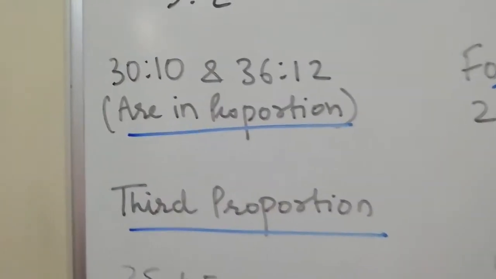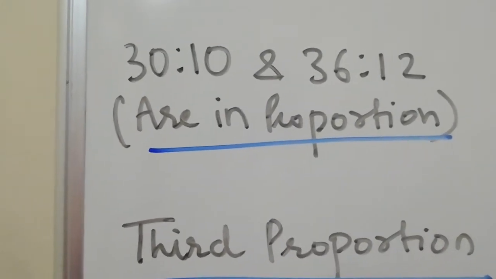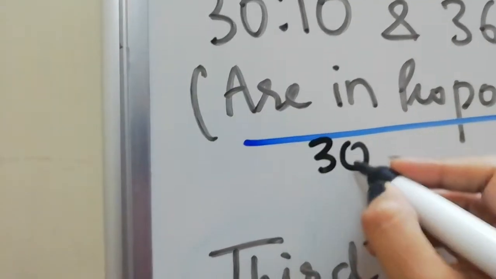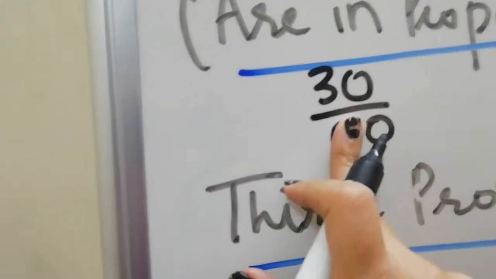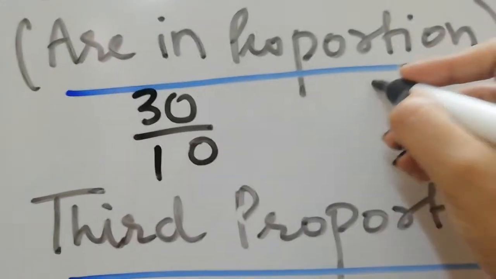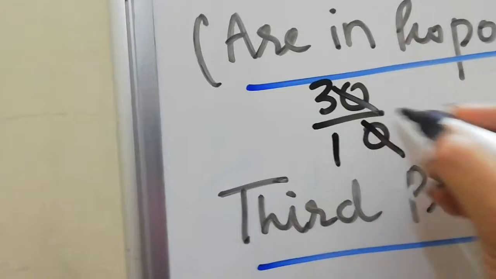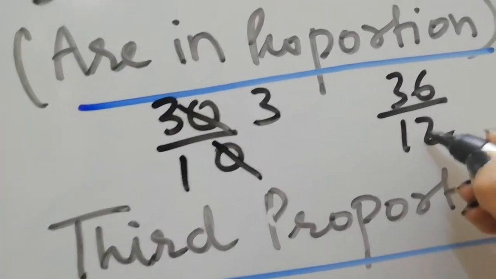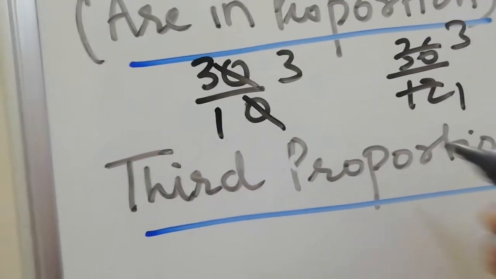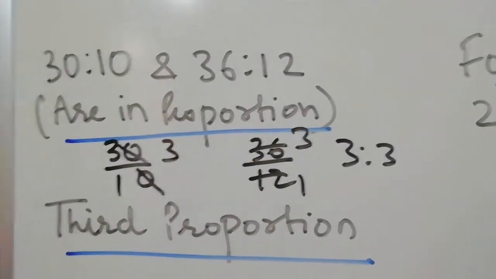Here, are these ratios in proportion? How will you decide whether they are in proportion or not? It's very simple. First, write that in form of ratio. I've written this in form of ratio. I'll write this also in form of ratio. This and this cut, this is 3. And this is also 12 3s are 36. So it is 3 is to 3. So that shows that they are in proportion.